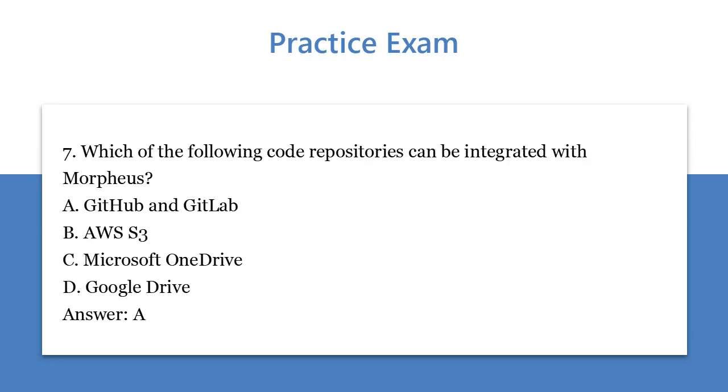7. Which of the following code repositories can be integrated with Morpheus? A. GitHub and GitLab. B. AWS S3. C. Microsoft OneDrive. D. Google Drive. Answer: A.